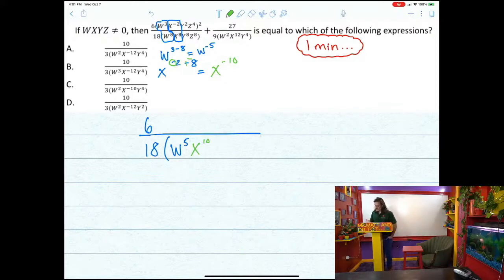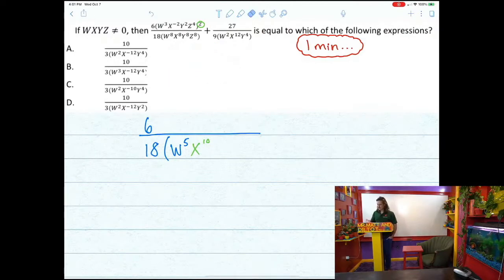Oh, excuse me, I'm so sorry. I missed out completely. Let me go back. We have this little teeny exponent right here. So first we need to take care of that. I'm so sorry, I led you down the wrong path.